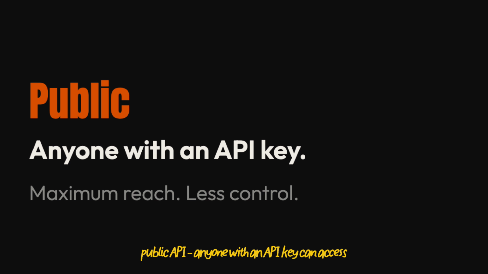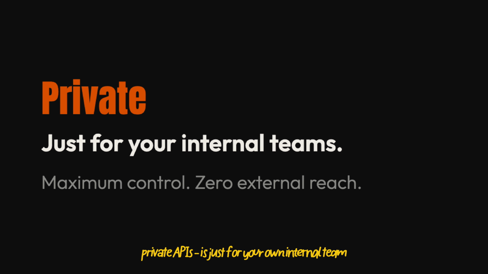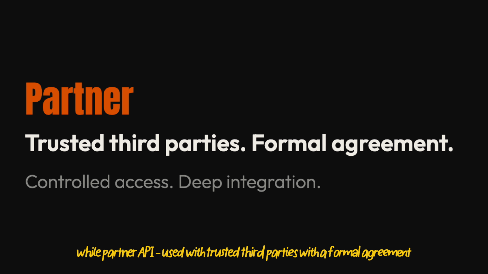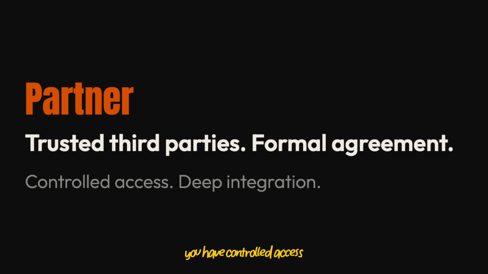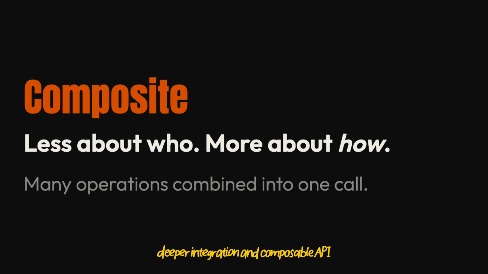So in summary, public API, anyone with an API key can access. That's maximum reach, less control. Private API is just for your own internal team. You have maximum control, zero external reach. While a partner API is used with trusted third parties with a formal agreement, you have controlled access and deeper integration. And Composite API, this one is less about who accesses the API and more about combining multiple operations into one single call.